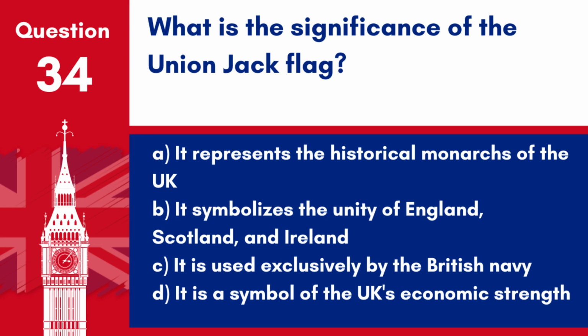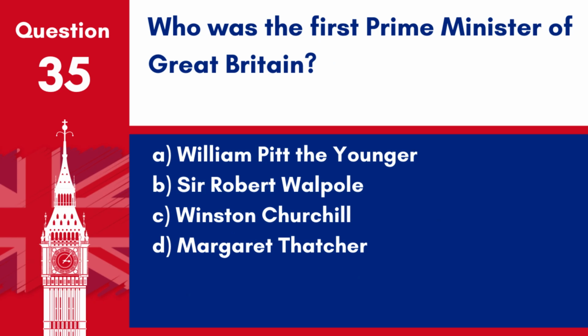A. It represents the historical monarchs of the UK. B. It symbolises the unity of England, Scotland, and Ireland. C. It is used exclusively by the British Navy. D. It is a symbol of the UK's economic strength. Answer. B. It symbolises the unity of England, Scotland, and Ireland. The Union Jack flag is the national flag of the United Kingdom, representing the administrative union of the countries within the kingdom. Question 35. Who was the first Prime Minister of Great Britain?